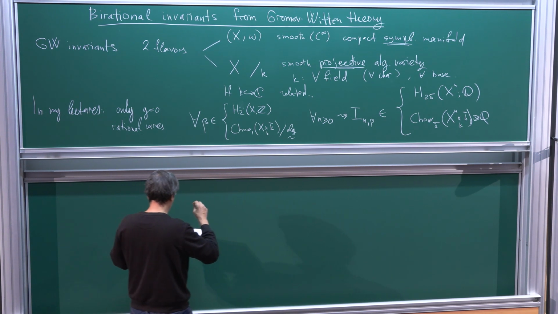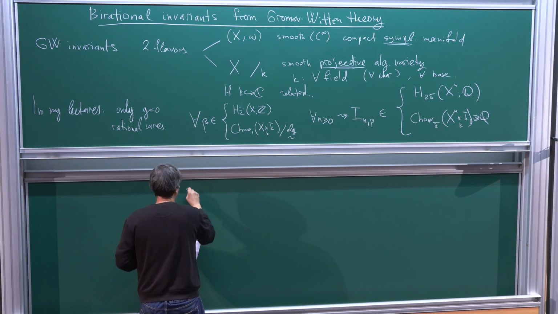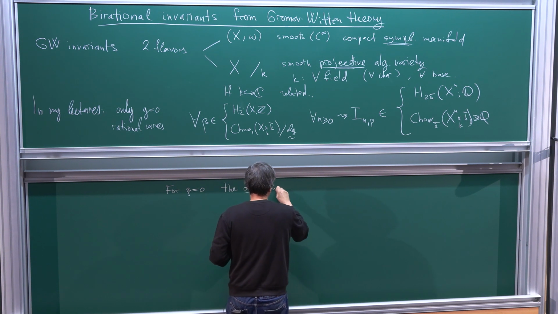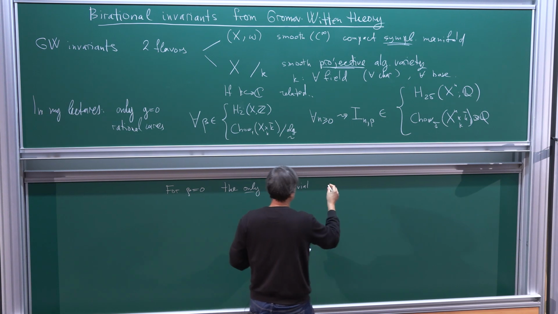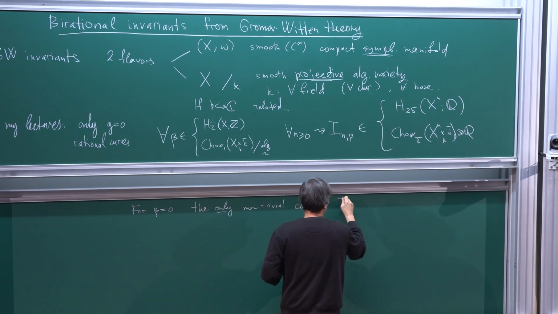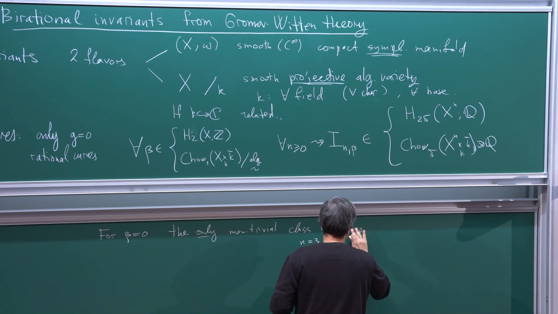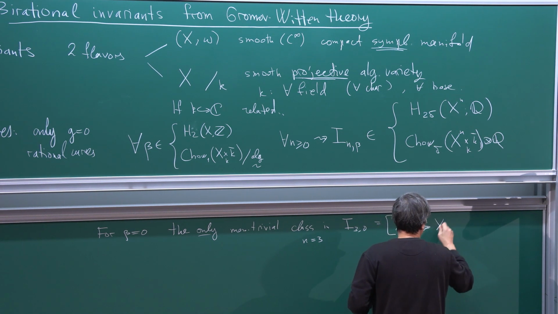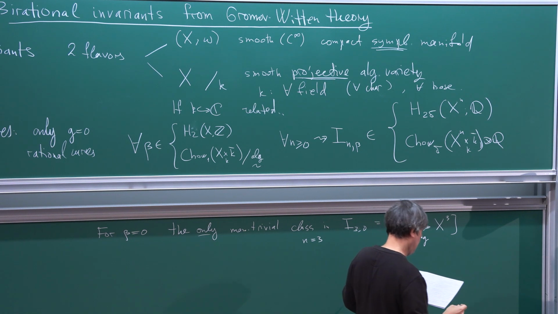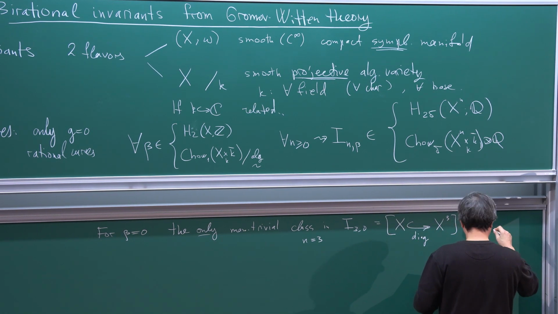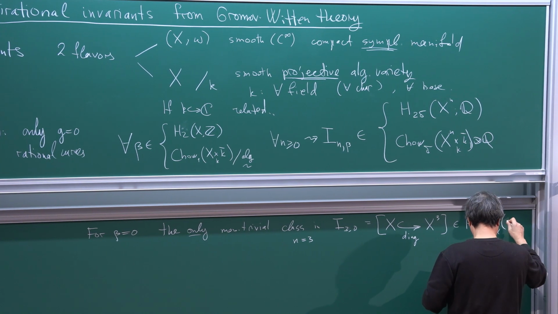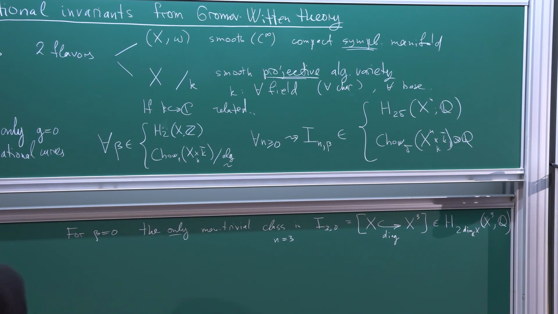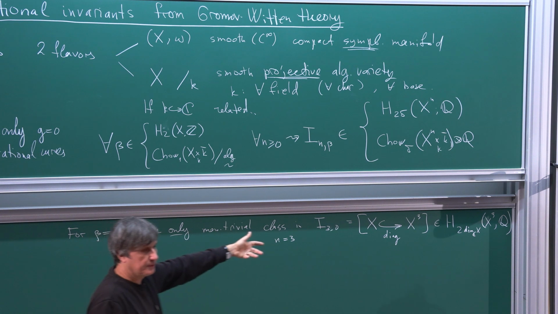What can one say about these things? First of all, for beta equals 0, the only non-trivial homology class is for n equals 3. It's I_{3,0}. And the class is the following. It's the fundamental class of X embedded diagonally into its cube, and which belongs to, I'll write just, H of X cube. In fact, with integer coefficients, but I'll always use rational coefficients today. Okay, so that's the class encoding this intersection of 3 cycles.